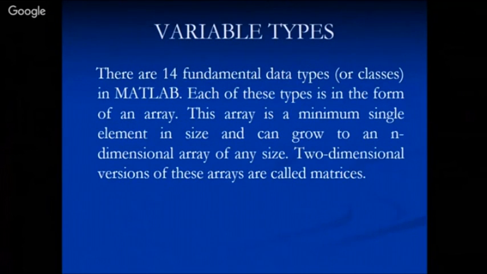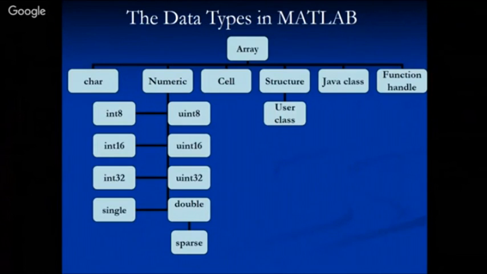Okay, and coming to the variables in MATLAB, there are 14 fundamental data types available, or classes you can say. Data types in MATLAB, as I already told you, are always given in the form of an array or a matrix. So you have character, numeric, cell, structure, Java classes, and function handles. In numeric, you see int8, int16, int32, single, uint8, uint16, uint32, double, sparse. So these are the different data types available.